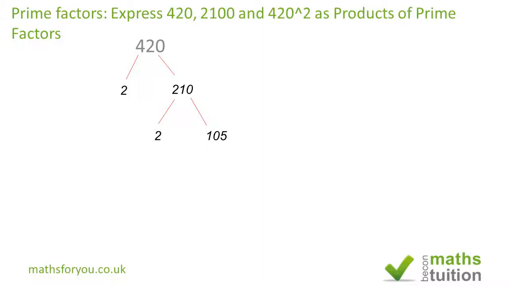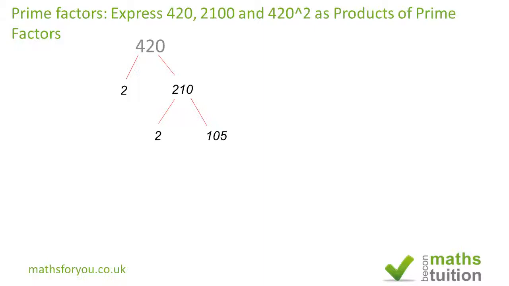And then the same question again. Can we divide 105 by 2? No, because 105 is an odd number. So we cannot divide 105 by 2. The next prime number is 3. Can we divide 105 by 3?